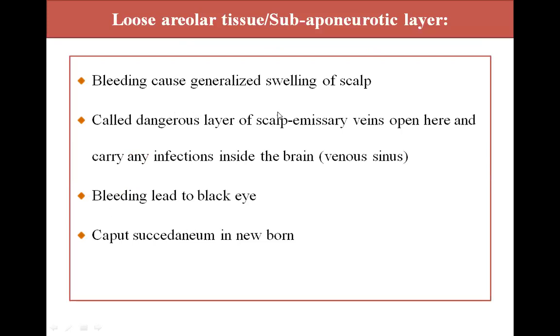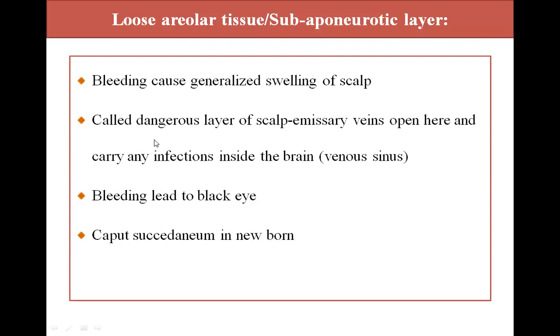Bleeding causes generalized swelling of the scalp. This layer is called the dangerous layer of the scalp because emissary veins open here and carry any infection inside the brain. Bleeding leads to black eye, and caput succedaneum in the newborn baby. So that is the clinical importance of the loose areolar tissue space.